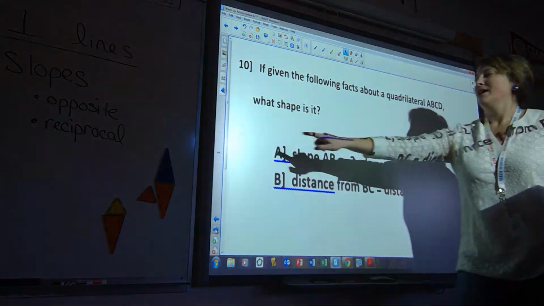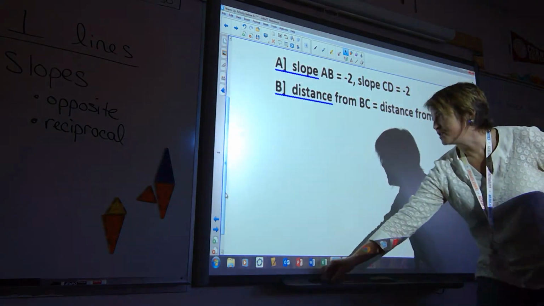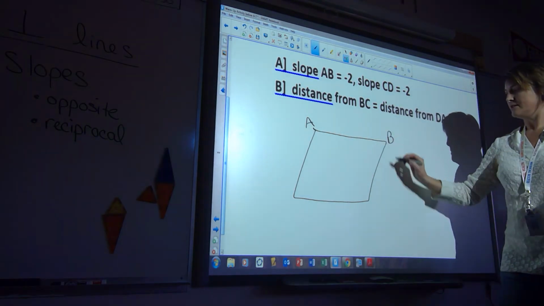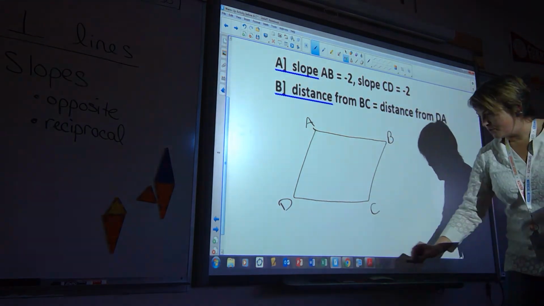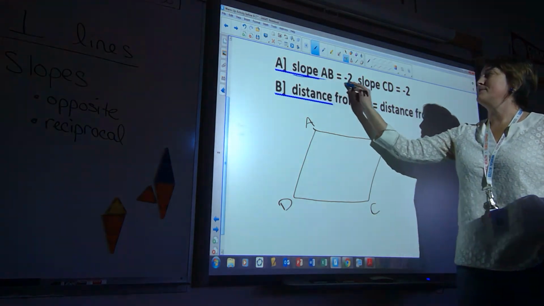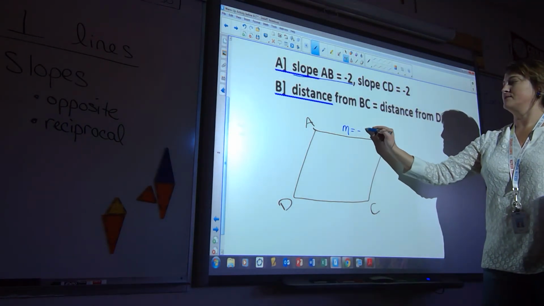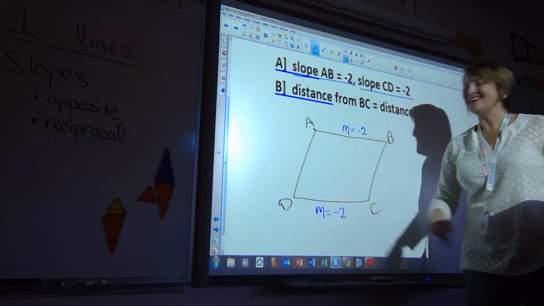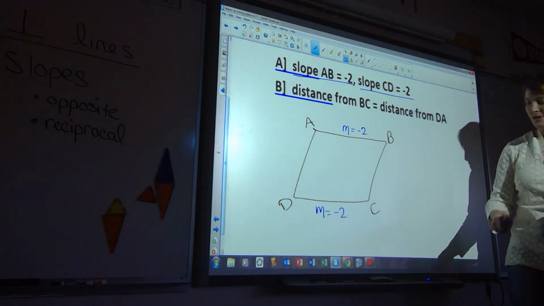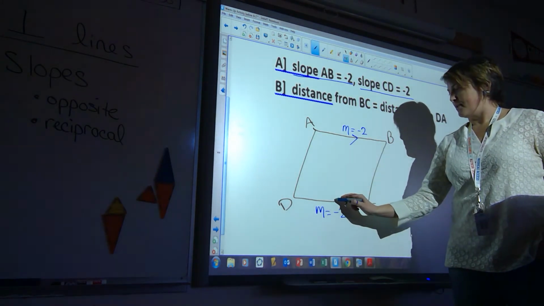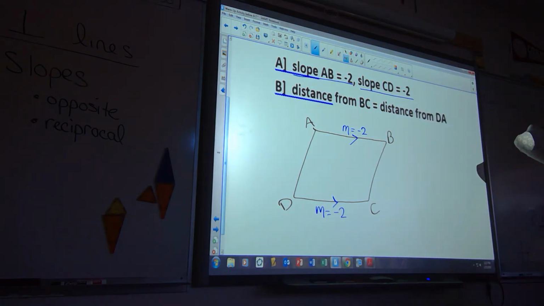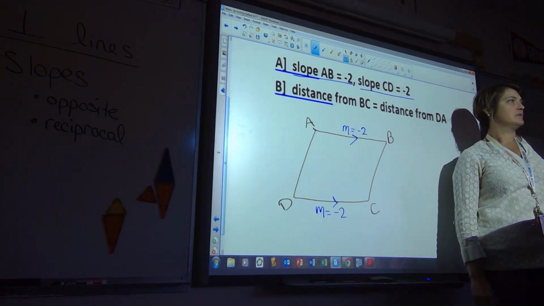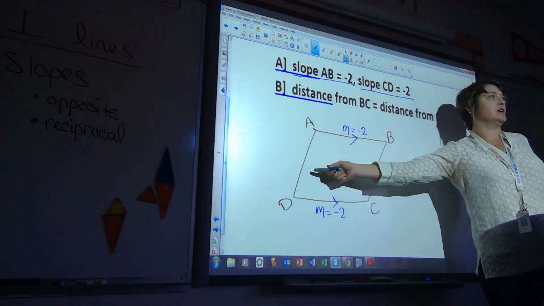All right, last one. Generic shape A, B, C, D. What do we know about it? We know that the slope of AB is -2, so M is -2. The slope of CD is -2, so M is -2. Is that a special slope relationship? Yes, so I know that these are parallel. I am not told about the other sides. I am not told that these have a parallel relationship.